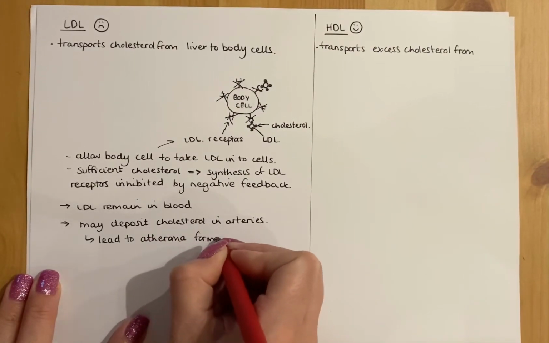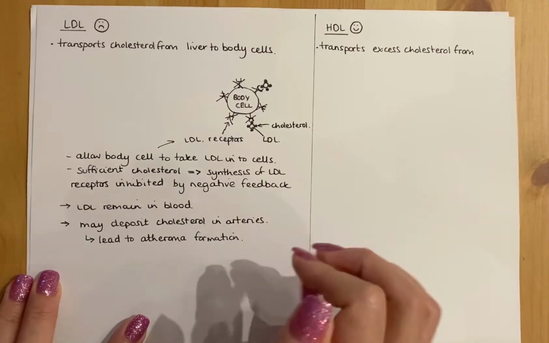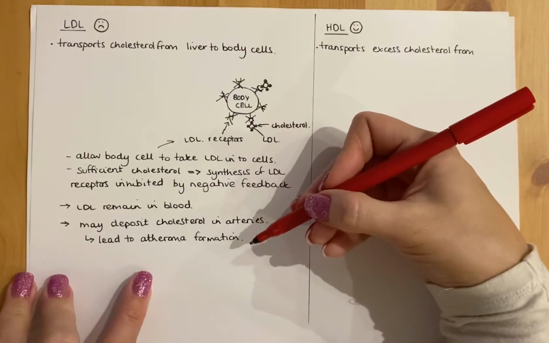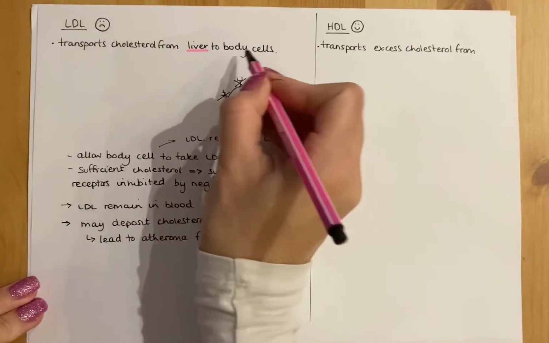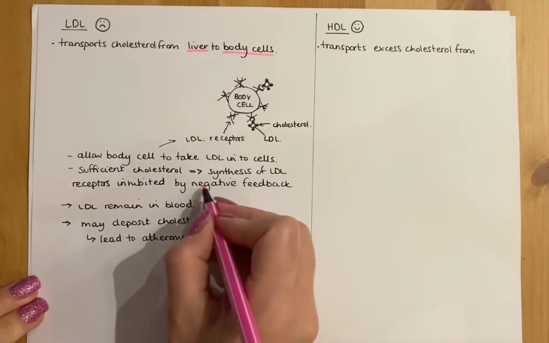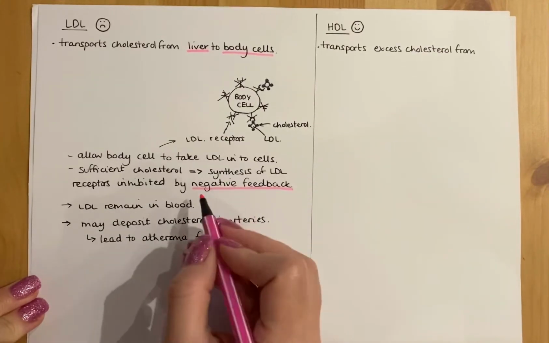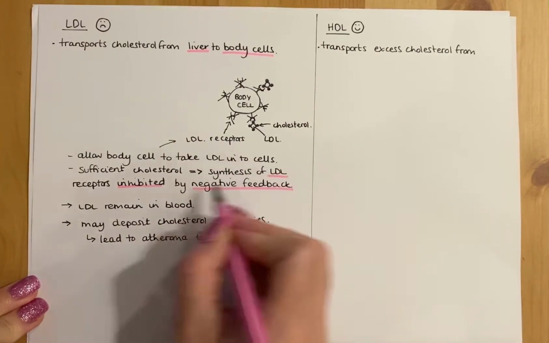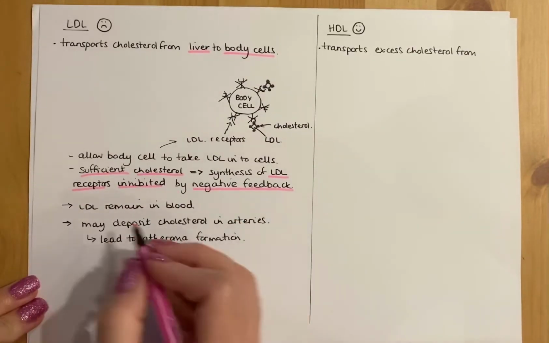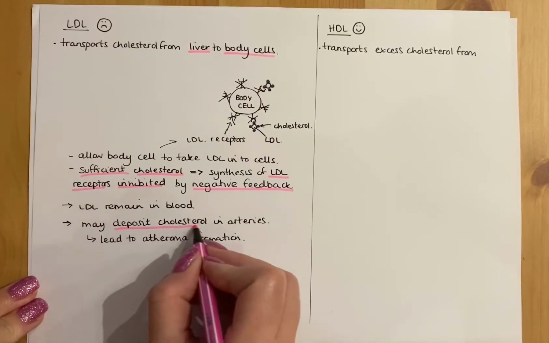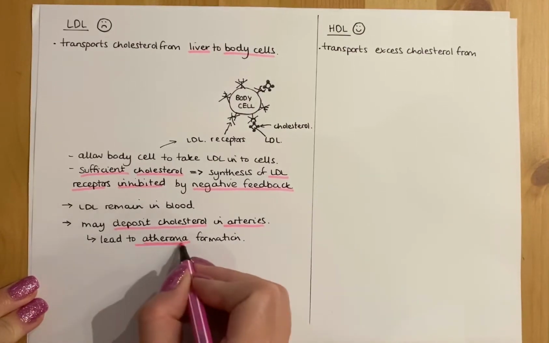So this is why I generally refer to the LDL, even though it's required and necessary, as the bad guy, because it links to atheroma formation. Okay, so LDL is from liver to body cells. Negative feedback will then inhibit the synthesis of those LDL receptors if there's sufficient cholesterol in the blood. So LDL will stay in the blood and it will deposit cholesterol in the arteries, and therefore that leads to atheromas.